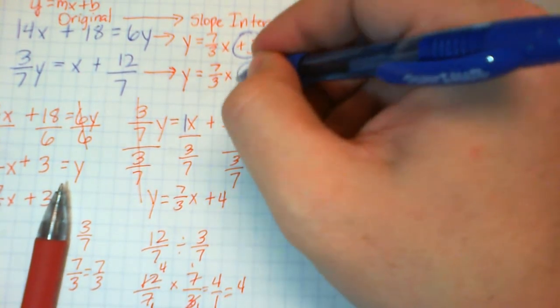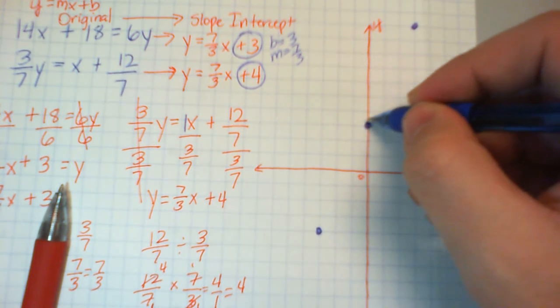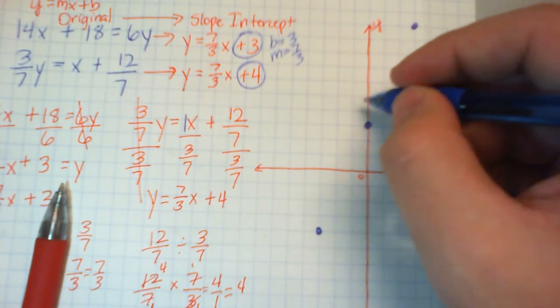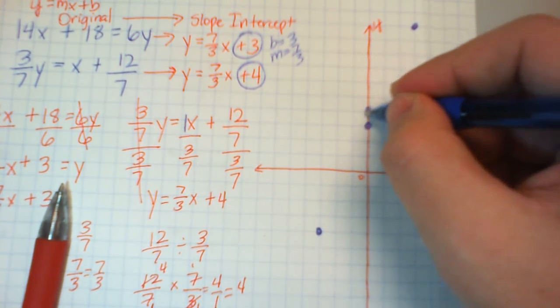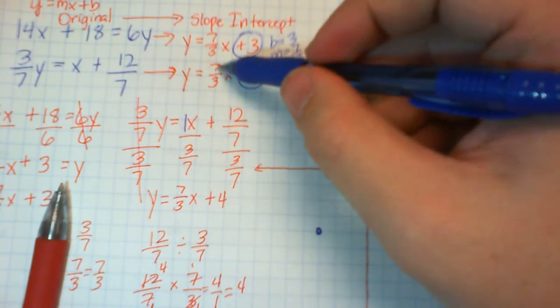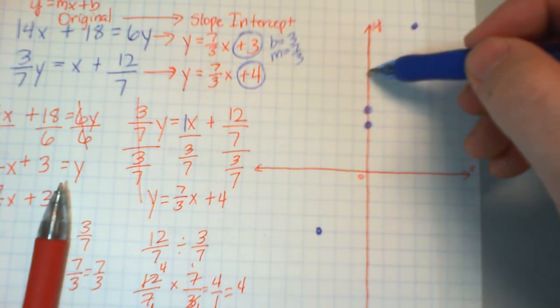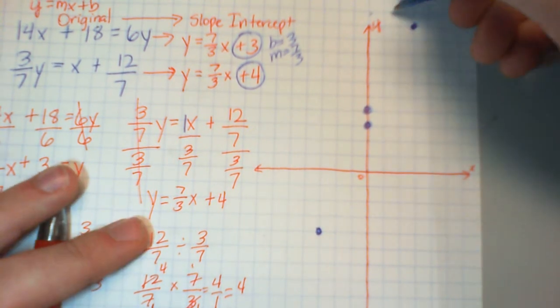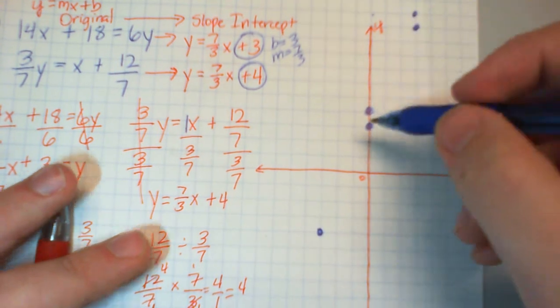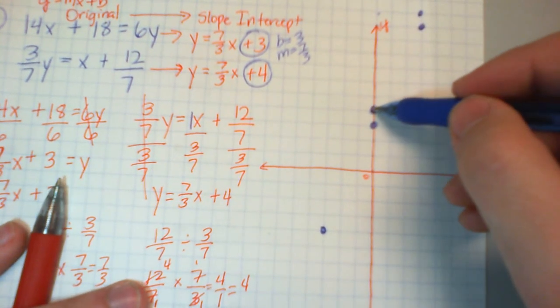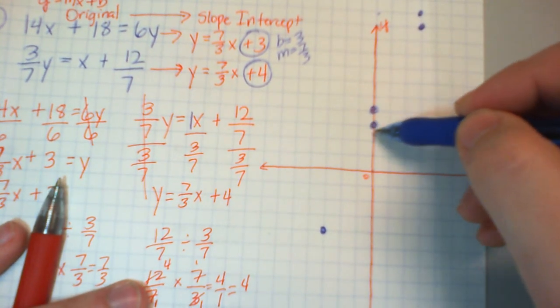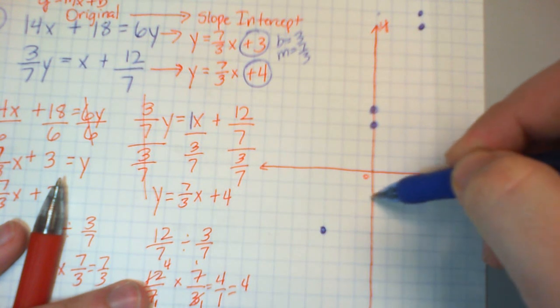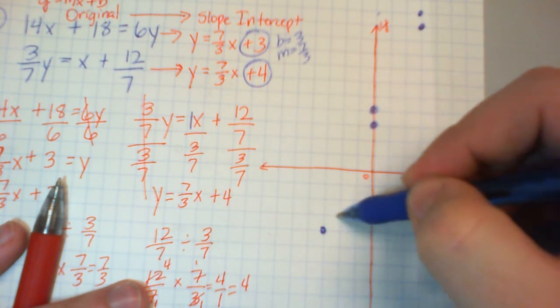So the y-intercept is 4. So go up 4. 1, 2, 3, 4. So I need to plot that at 4. And then I need to go up 7, right 3. So 1, 2, 3, 4, 5, 6, 7. Then right 3. 1, 2, 3. And then the same thing, I need to go down 7 and left 3. 1, 2, 3, 4, 5, 6, 7, left 3, 1, 2, 3.